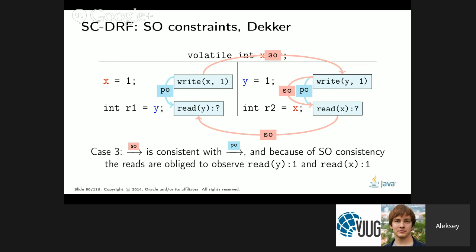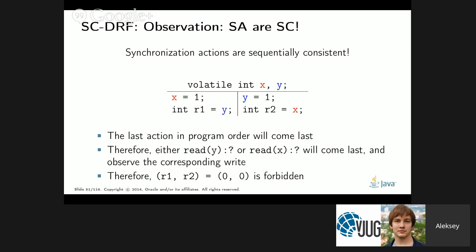So this observation actually builds up to the high-level observation that synchronization actions are sequentially consistent. If I only have synchronization actions in my program, it is sequentially consistent, so I can have a simpler reasoning about this program, like the reasoning I already did with the example about SC transformation.